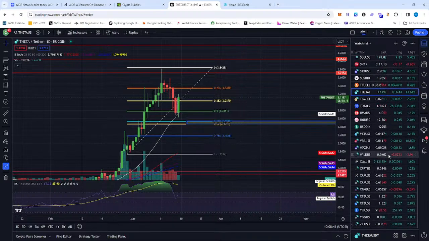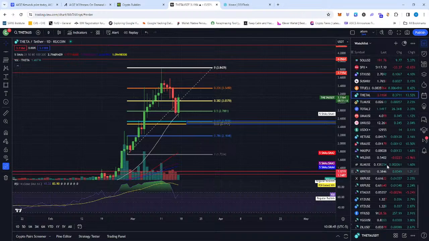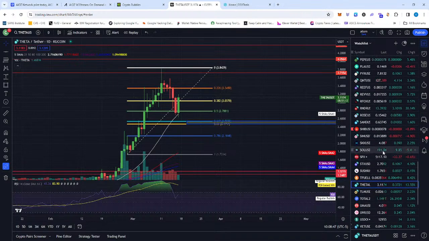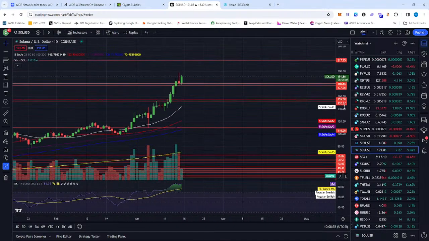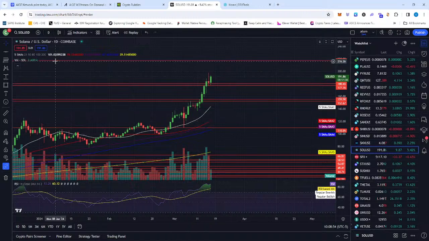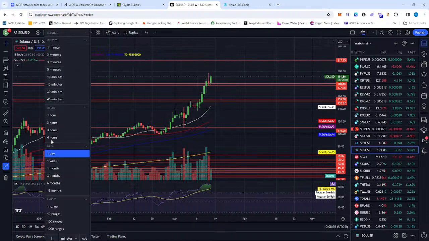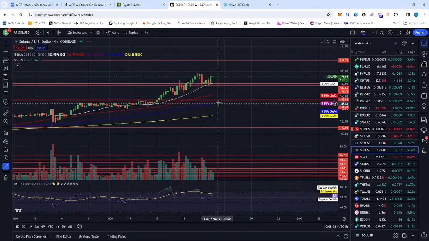Now, let's see here. One of the hot ones is Solana. As you can see, Solana has been running up, and my prediction for Solana is anywhere between $1,000 and $2,000. That is my prediction.